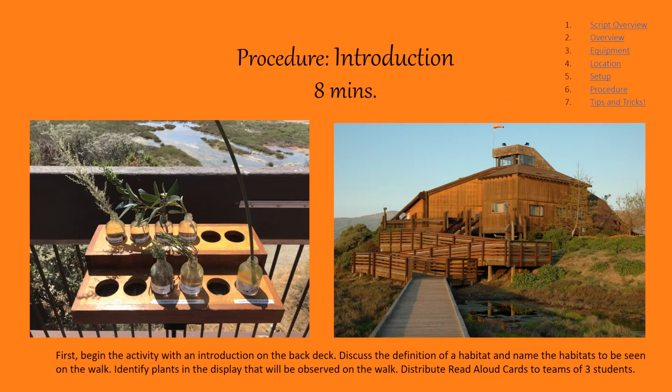First, begin the activity with an introduction on the back deck. Discuss the definition of a habitat and name the habitats to be seen on the walk. Identify plants in the display that will be observed on the walk. Distribute read aloud cards to teams of 3 students.